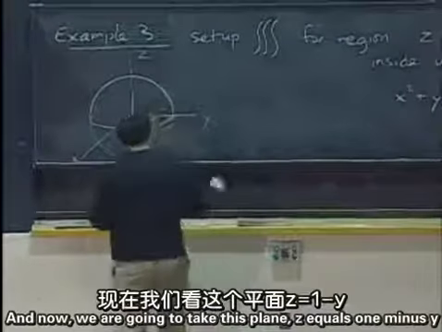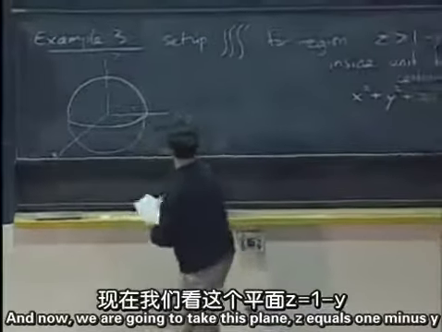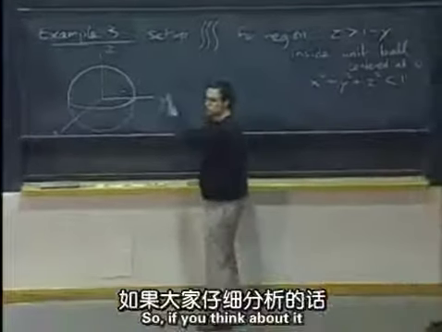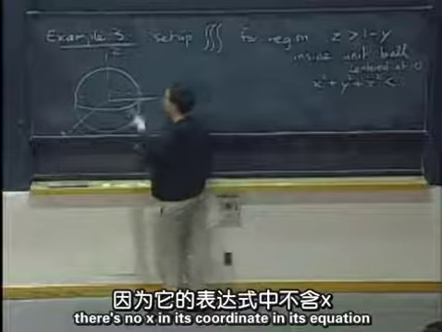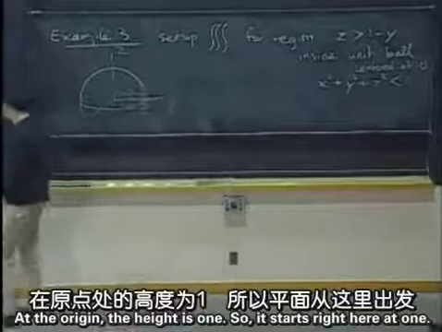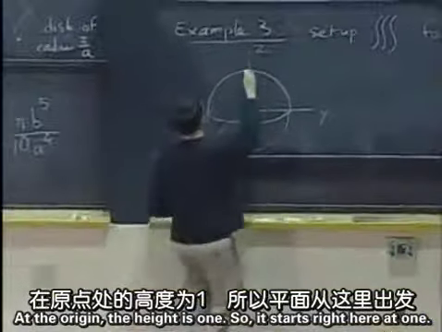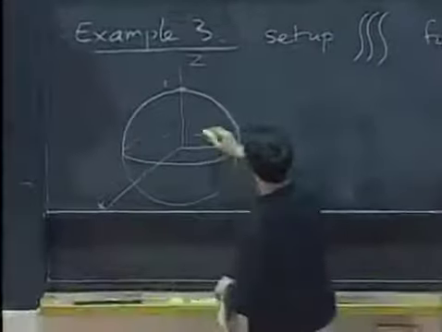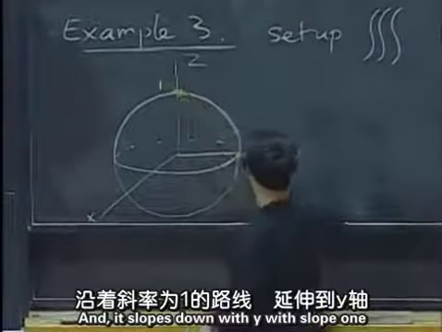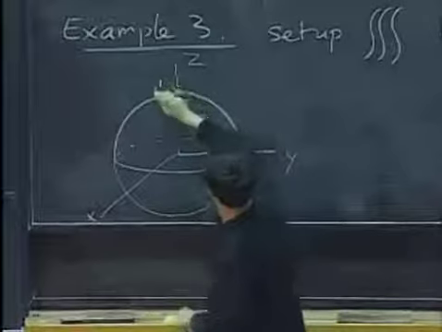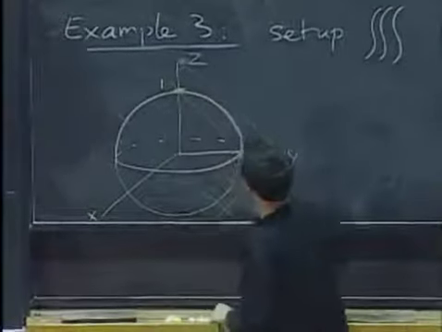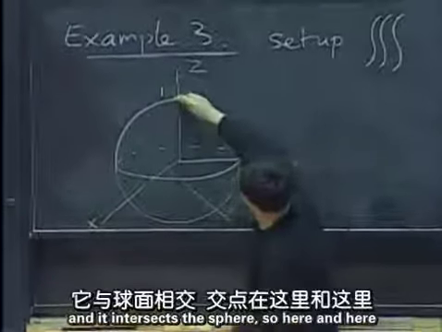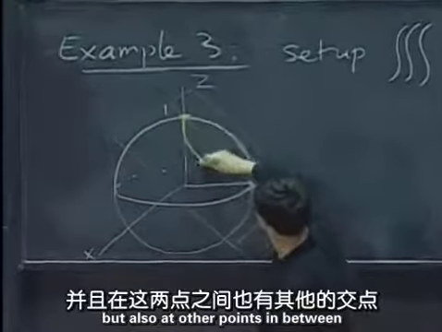And now we're going to take this plane, z equals 1 minus y. If you think about it, it's parallel to the x-axis because there's no x in its equation. At the origin, the height is 1, so it starts right here at 1, and it slopes down with y, with slope 1. So it's a plane that comes straight out here, and it intersects the sphere here and here, but also at other points in between.